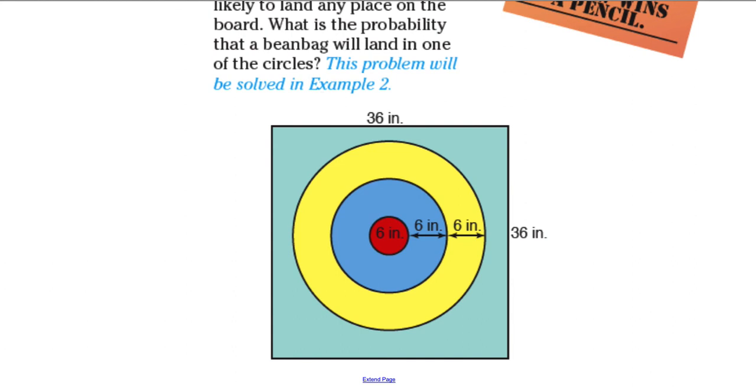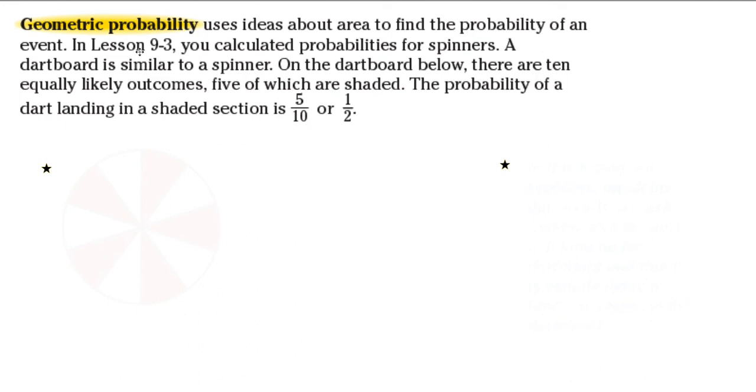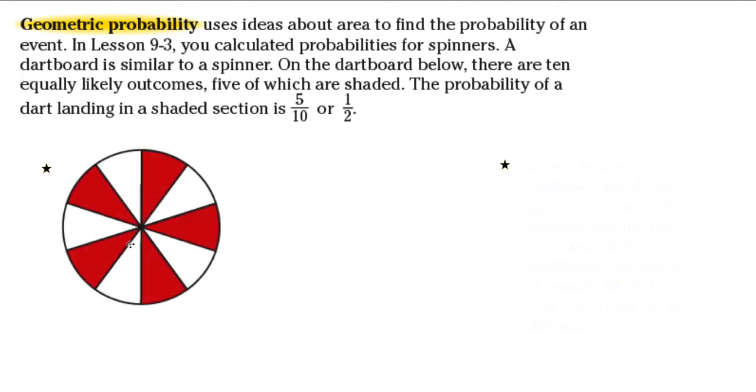But before we do that, let's take a look at geometric probability. Geometric probability uses ideas about area to find the probability of an event. If you recall in 9-3, we calculated probabilities for spinners. A dartboard is very similar to a spinner. On the dartboard below, there are 10 equally likely outcomes, 5 of which are shaded.